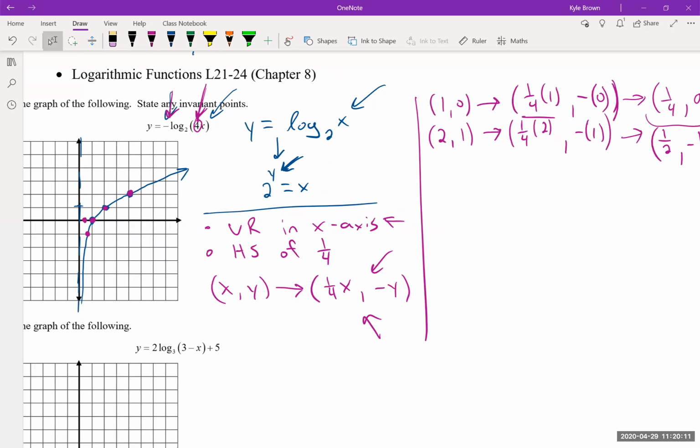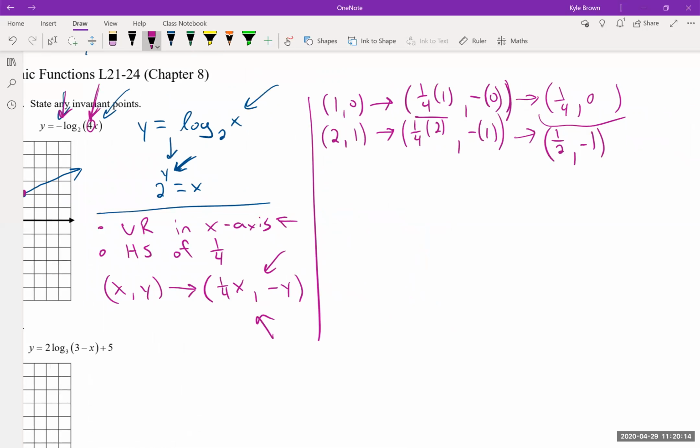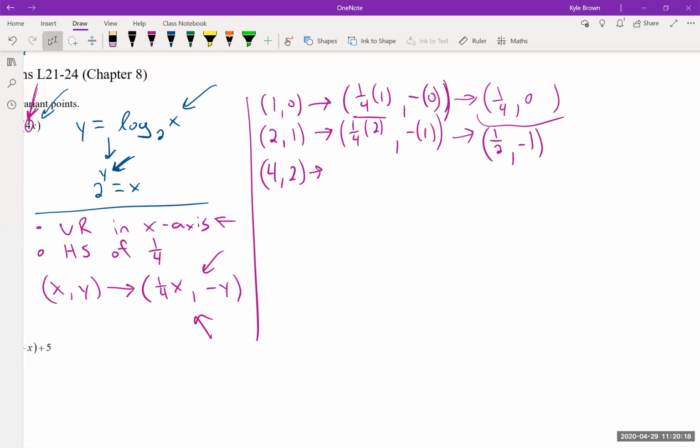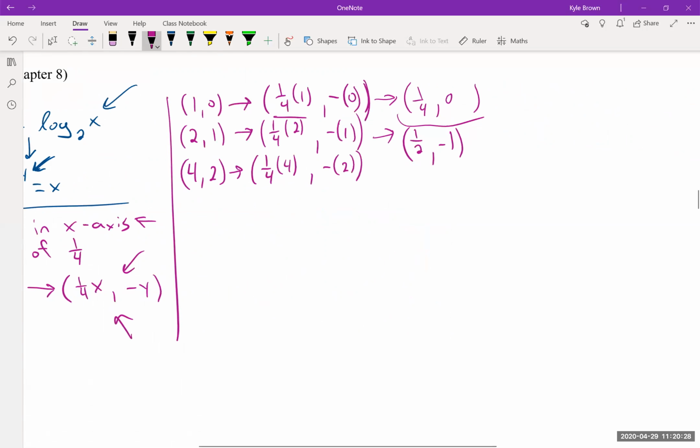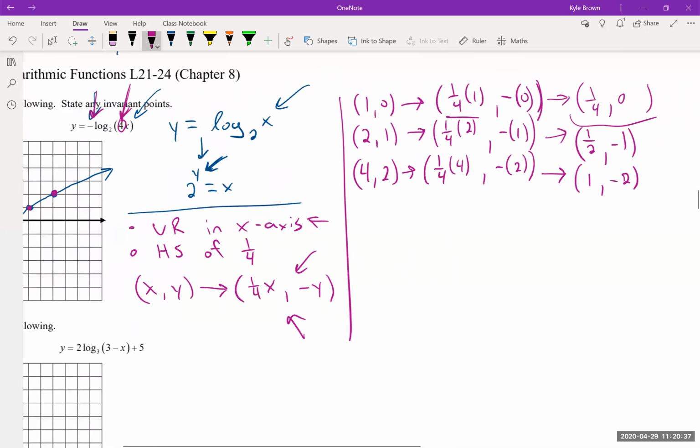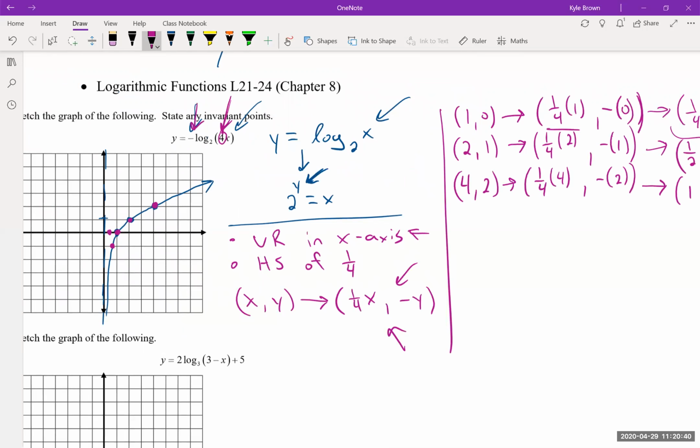That's at 4, 2. So the point at 4, 2 would now be at, so that'd be 1/4 times 4, and then negative 2. So where does that one end up? Well, 1/4 times 4, that's 1, comma, -2. So that point would now be at 1, comma, -2. So that's down there.